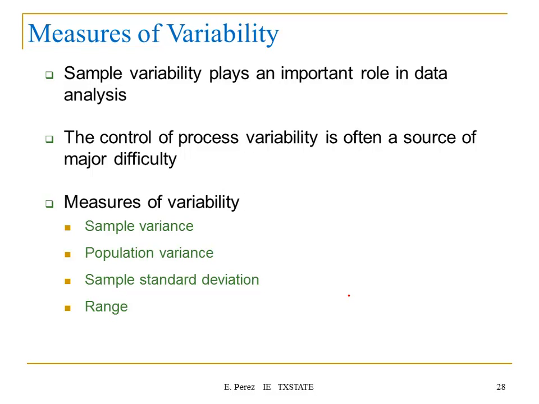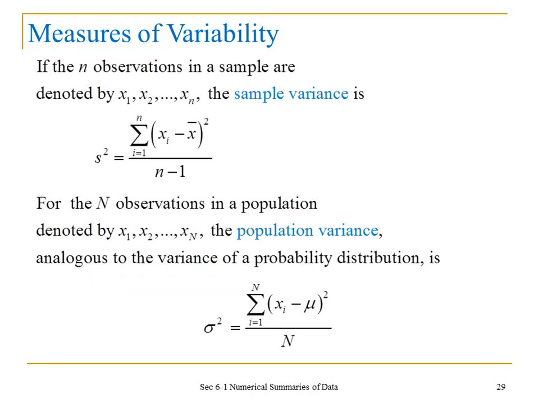Okay, so again, we're making a distinction here about population and sample. We can also make the same distinction here for the standard deviation. Same thing applies here. For the n observations in a sample, we use the small n when we talk about a sample. So if we have n observations, then the sample variance is computed using this formula. So we have s squared equals the summation of the differences of each observation minus the sample average, squared, divided by n minus 1. Do you have an idea of why we are using n minus 1 and not n by itself?